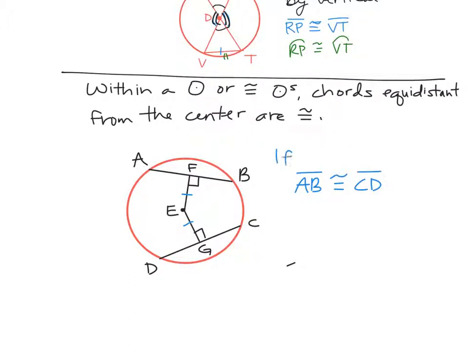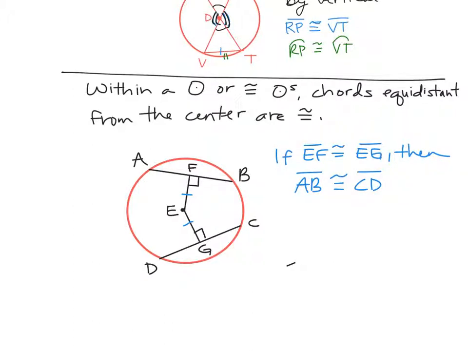So if EF is congruent to EG, then AB has to be congruent to CD. So if the distance is the same, then the chord length is the same. And vice versa, the converse of that is also true. If the chords are the same, then the distance to them is the same.